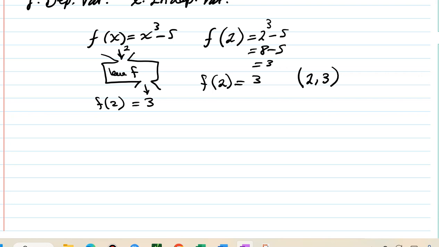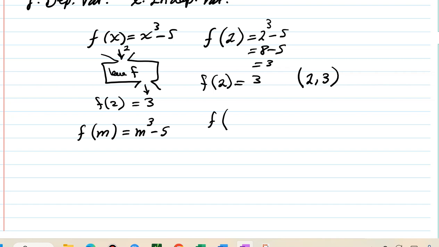Now, we often work with numbers, but sometimes we work with variable expressions. So what is f at m? This time I'm putting in an m. Remember, the machine takes whatever you input, cubes it, subtracts 5. So there is your output. Now, because I don't have a number, I have a letter, the output also has a letter in it, right?